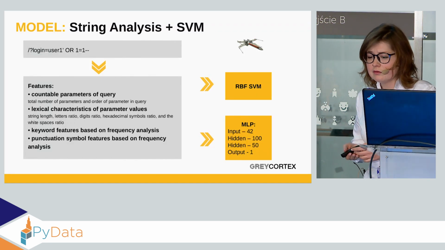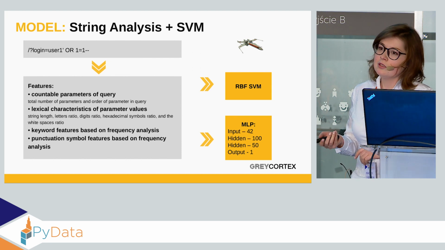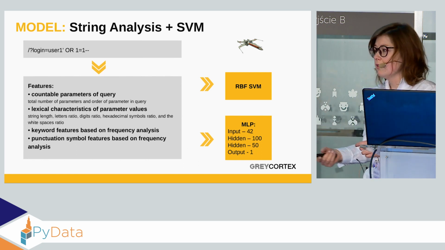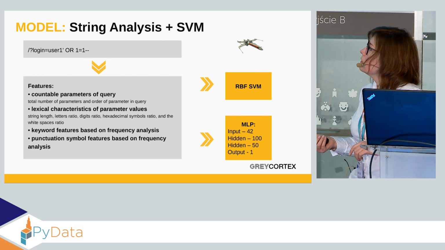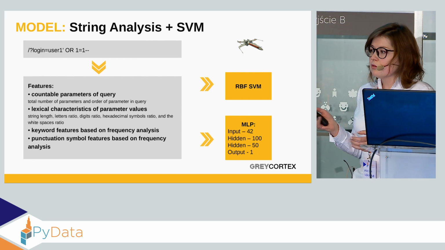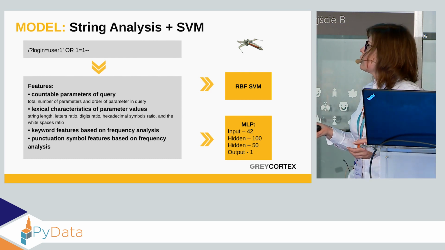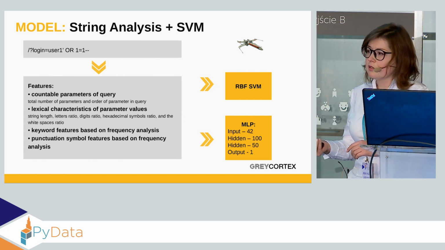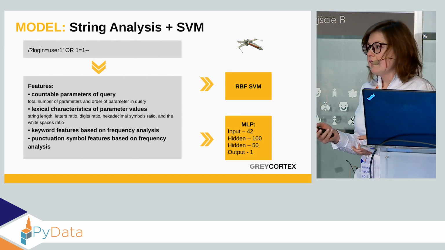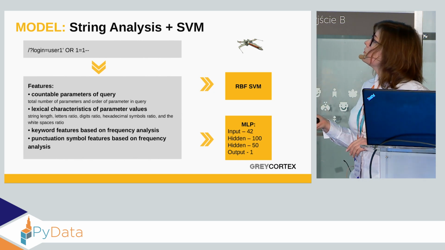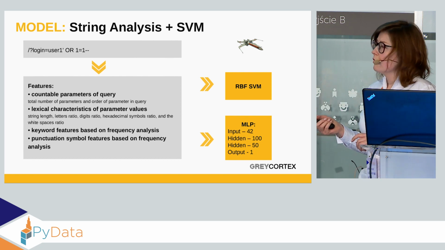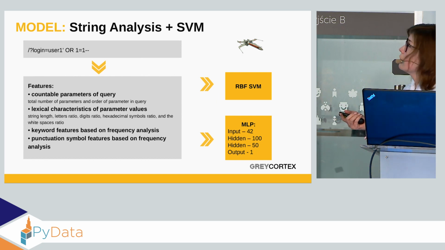First, we consider this query as a string and do some string analysis. We get some features out of this, like countable parameters: how many parameters are actually in the query, and their order. Then we get lexical parameters like values ratio, letters ratio, digits ratio, and so on. Then we analyze keywords, which are special SQL commands, words like select, where, from, and so on. And also we count some punctuation symbols, because as you can see before, they are really often used for obfuscation.